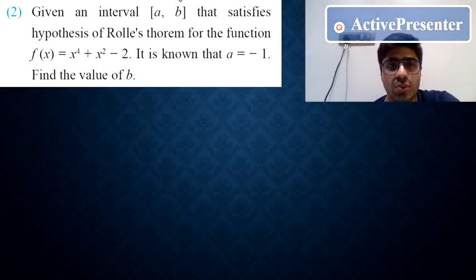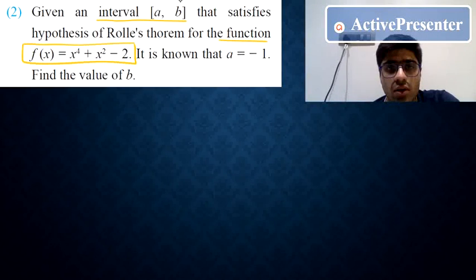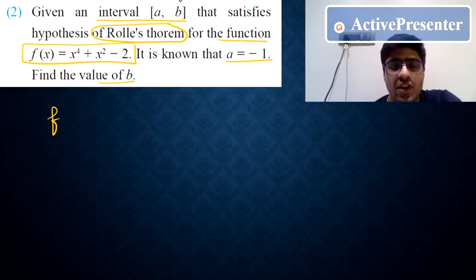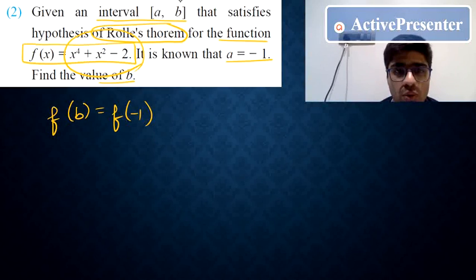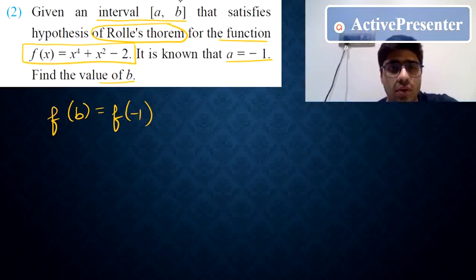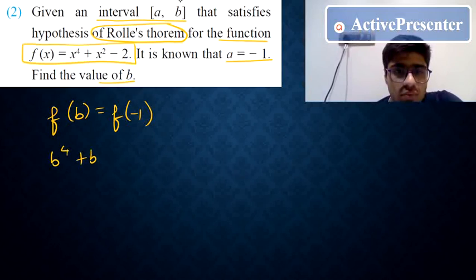Let's go ahead with question number 2. In a given interval a to b, it is said that the given function is going to satisfy the Rolle's theorem. It is already known that a is minus 1, find the value of b. So if the Rolle's theorem is satisfied, we know that f of b and f of a will be equal. But a is already minus 1, so let's write a minus 1 in that position. F of b, that will be b power 4 plus b square minus 2, and that will be f of minus 1.